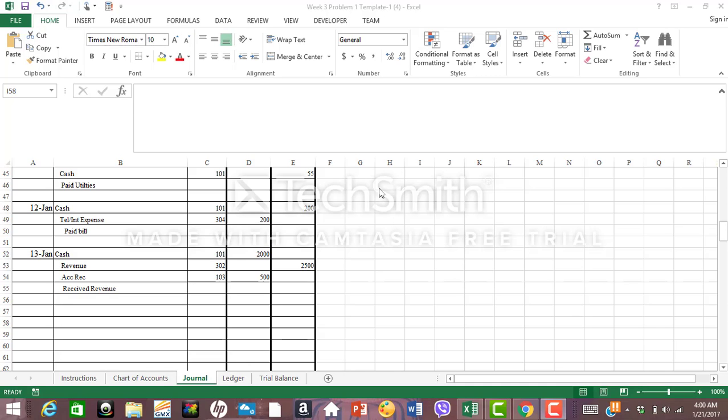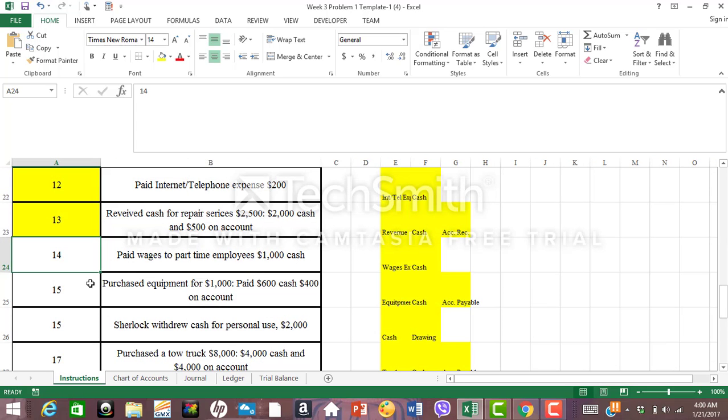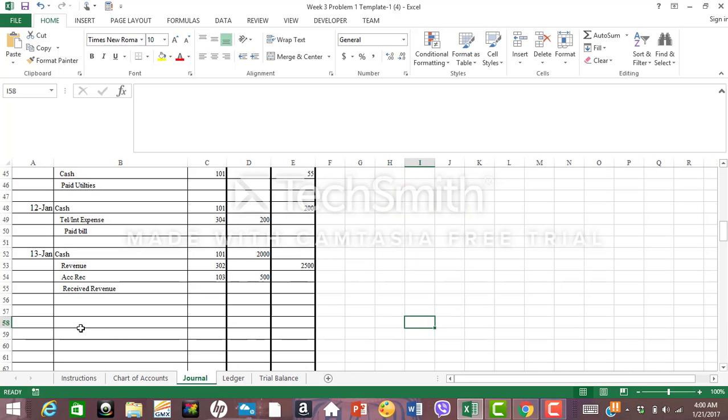This is problem one, part 4, and we are done with January 13th. We will continue with January 14th. January 14th says paid wages to part-time employees for $1,000 cash. I go to the general journal, I type in January 14th. We have paid cash, and wages expense are the two accounts that get affected.